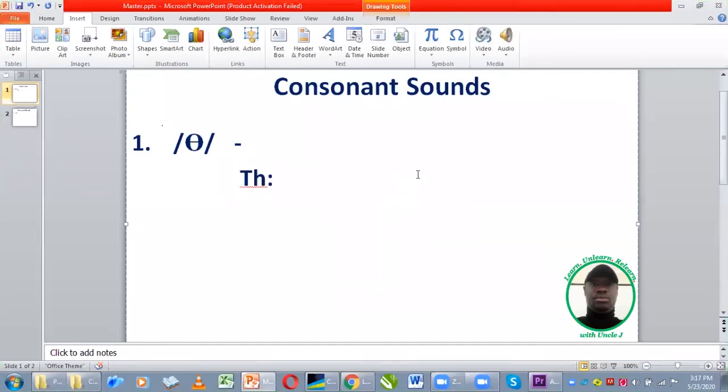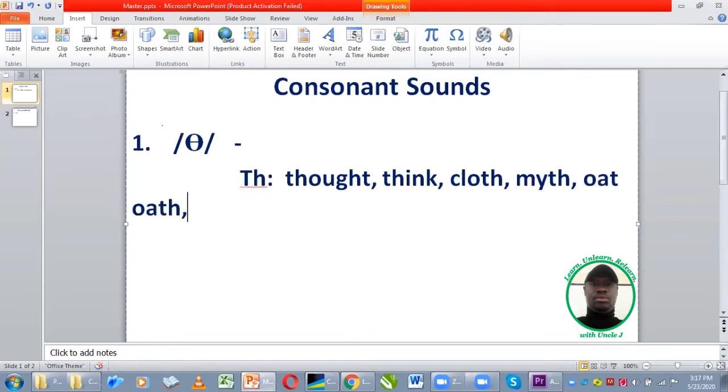This sound is pronounced /θ/ and it is found in most words with the letters TH, such as thought, think, cloth, myth, oath, arithmetic.